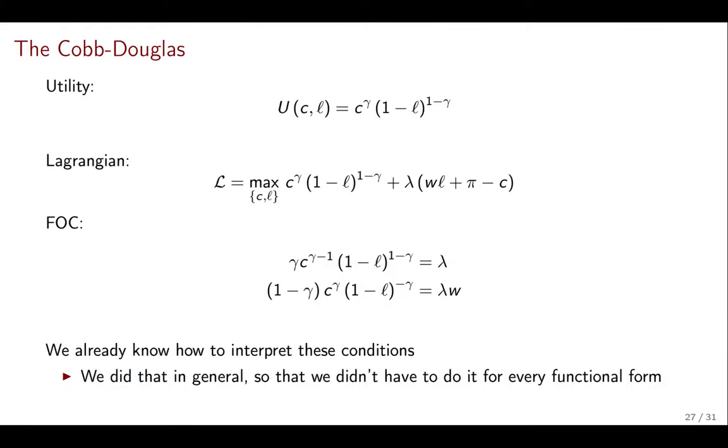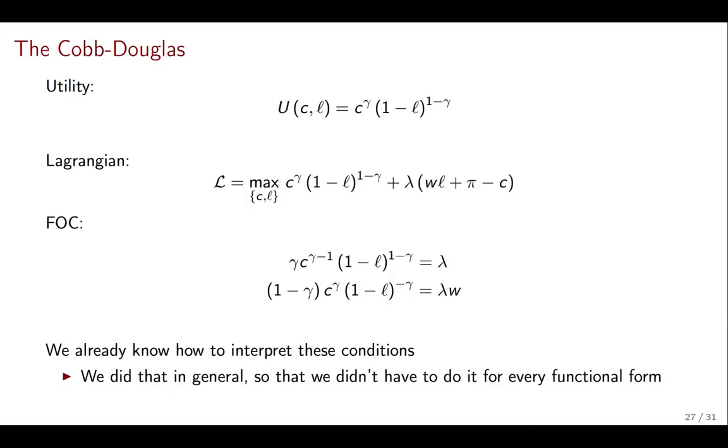We already know how to interpret these conditions. We did that in the general case so that we don't have to do it for every functional form we encounter. That's because the discussion of how to interpret the first order condition is the same, actually, no matter which utility function we have. Now, depending on the utility function, we're going to have different properties for what the marginal utility of consumption depends on. What does the marginal rate of substitution depend on? Is there a strong income effect or not? So that's what the exact form of the utility function is going to matter for, but not for the general interpretation of the first order conditions.